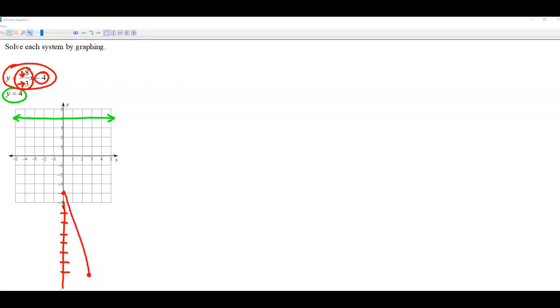Now we can go backwards the other way, which might be helpful. So instead of going down 8, right 3, I could go left 3, up 8, which would put me right about there on the same line. Now the solution to this system is where they're crossing, which is right there. And so that is a value of x equals -3 and y equals 4. And that's the solution to the system.